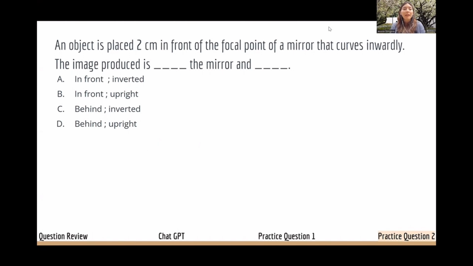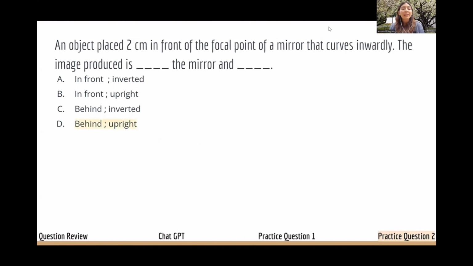Our options are A, the image is produced in front of the mirror and inverted. B, the image is produced in front of the mirror and upright. C, the image is produced behind the mirror and inverted. Or D, the image is produced behind the mirror and upright. So the correct answer is actually D. This is due to both the concepts of image and object and also the law of reflection, which we just went over. It says here that the mirror is curved inwardly. That means that the mirror is concave.